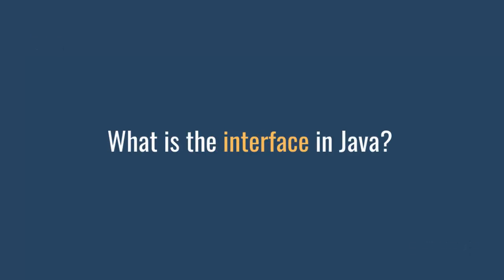An interface in Java is an abstraction. That means an interface is used to specify a behavior that classes must implement. An interface in Java is not a class. It is declared by using the interface keyword.